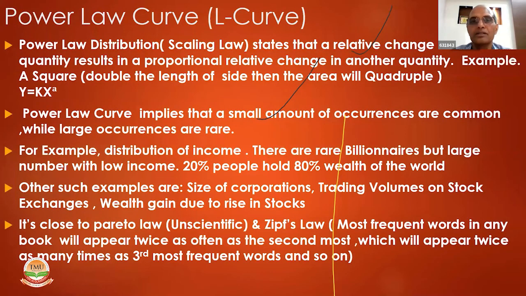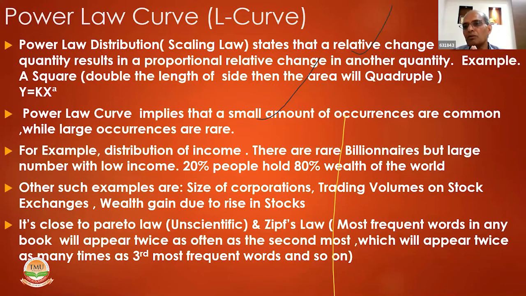Power law curve, I'll quickly discuss with you. The power law curve is based upon power law distribution, which means if there are two variables, one dependent and another independent, a relative change in the independent variable will cause a proportional relative change in the dependent variable. For example, if you have a square with a 2 centimeter length and 2 centimeter breadth, your area would be 4 square centimeters. If you change the side to 4 centimeters, then your area would quadruple, that means it goes up by 4 times. So your equation here is y = kx^2, x being the independent variable and y being the dependent variable.